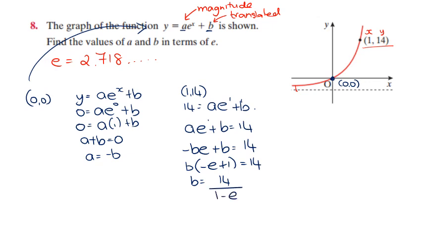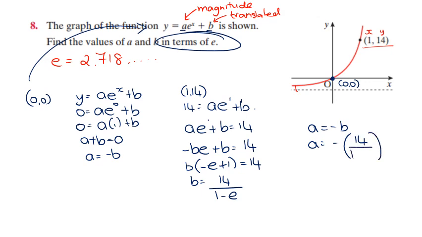So that's going to be an irrational number. I'm not going to bother writing that out, and I was told to leave my answer in terms of e. The next one then, I need to find out what a is. a was minus b, so a is minus 14 over 1 minus e. If you want, you can write that as 14 and just apply that minus to the denominator and you get that. Okay, so there is the solution to that question.